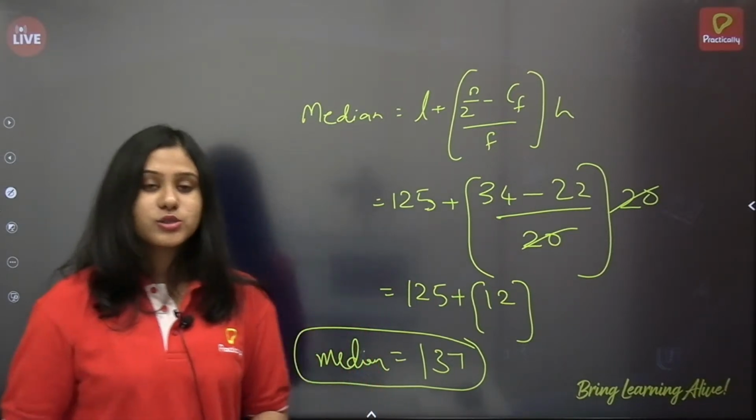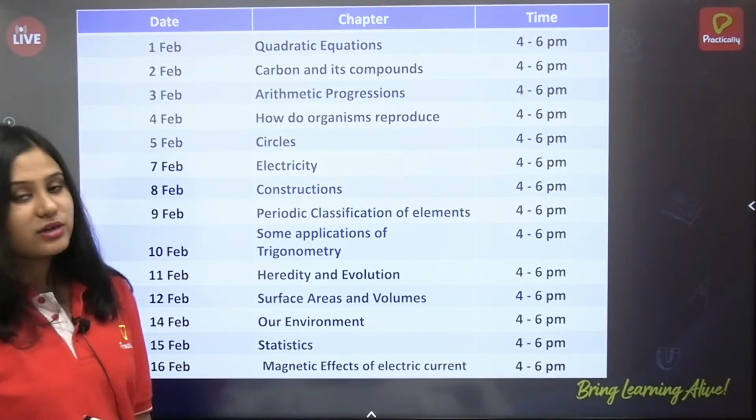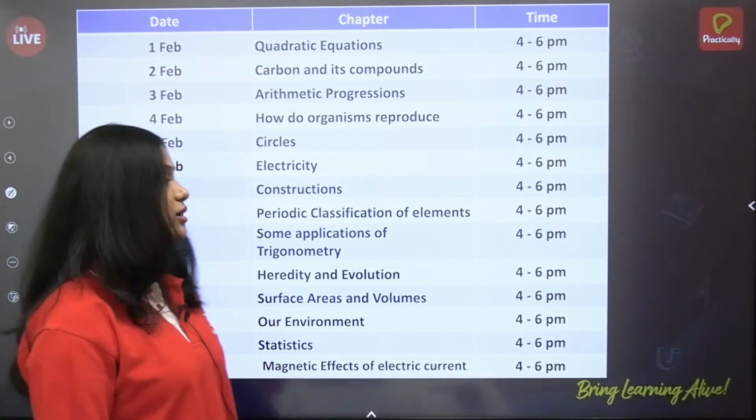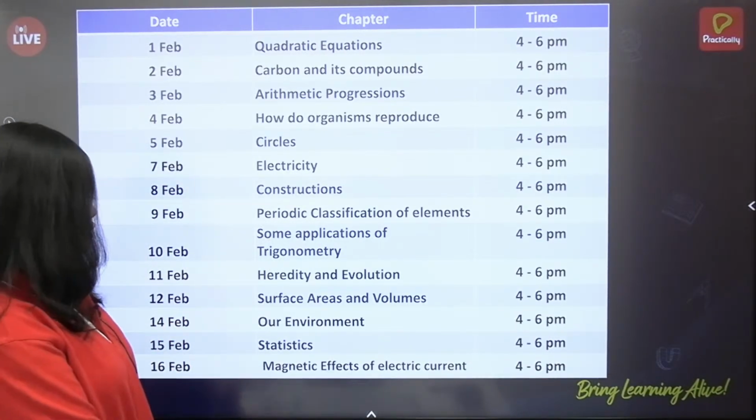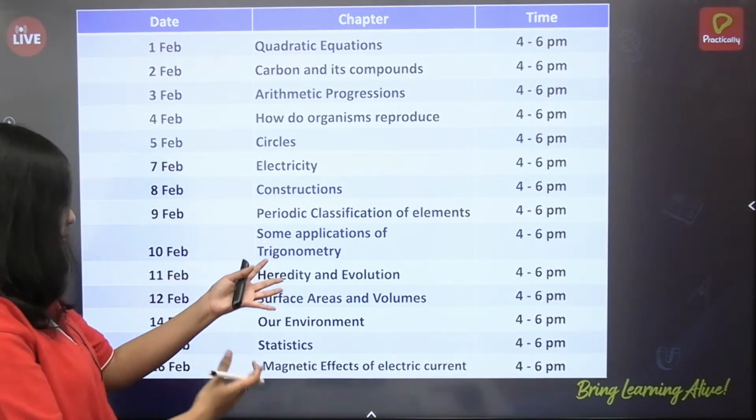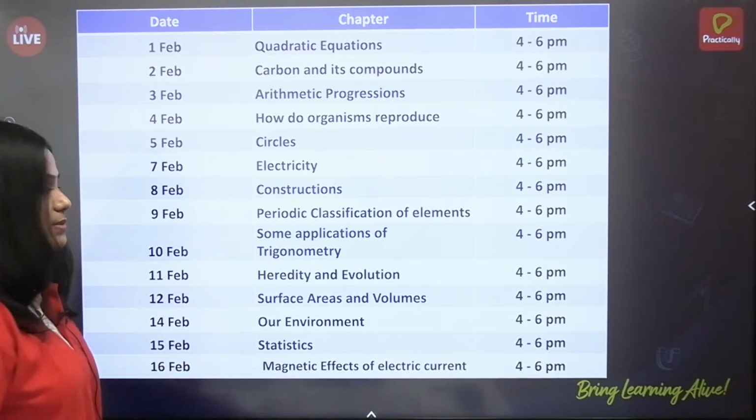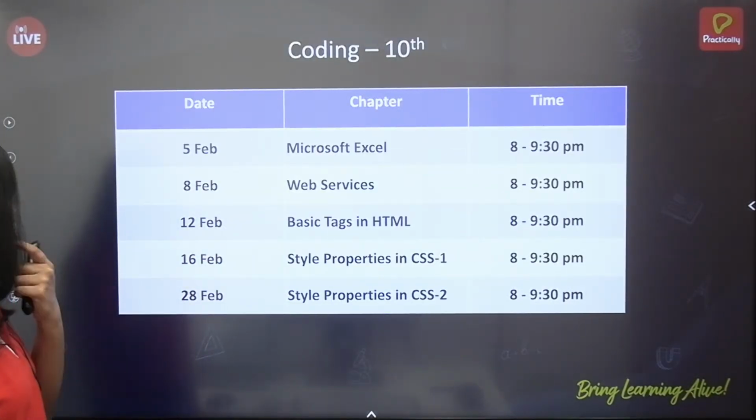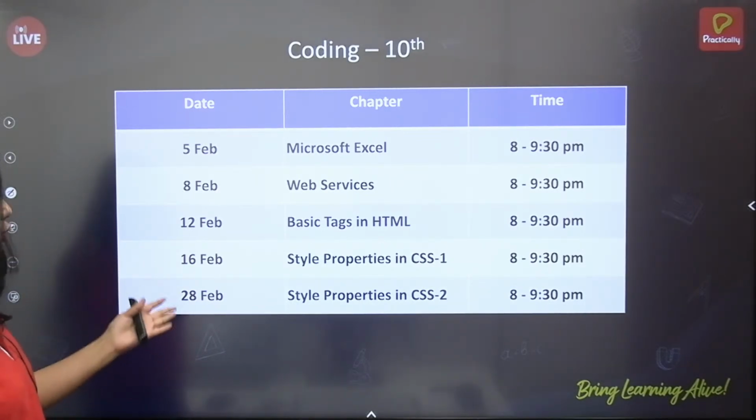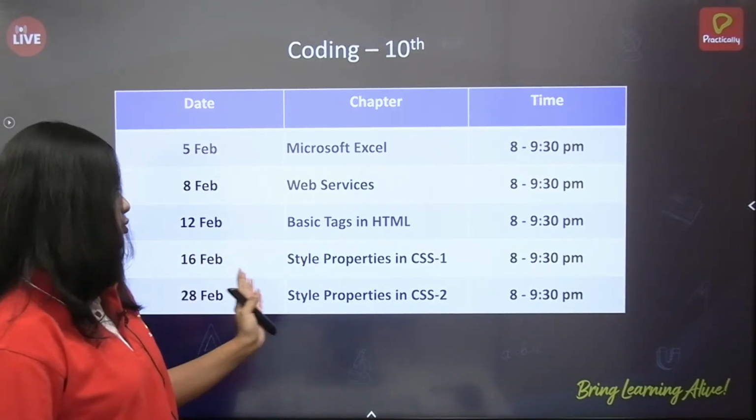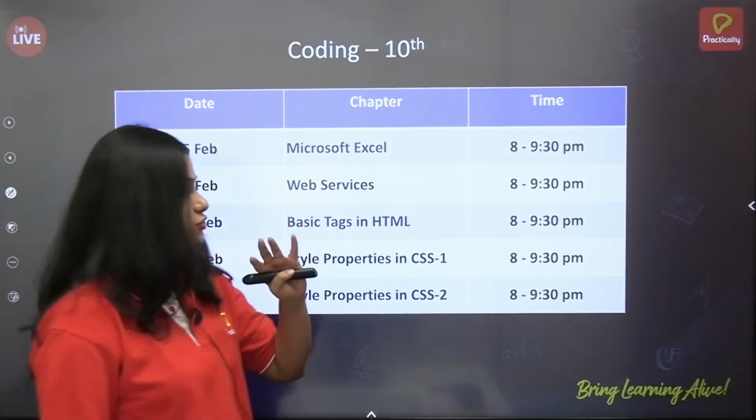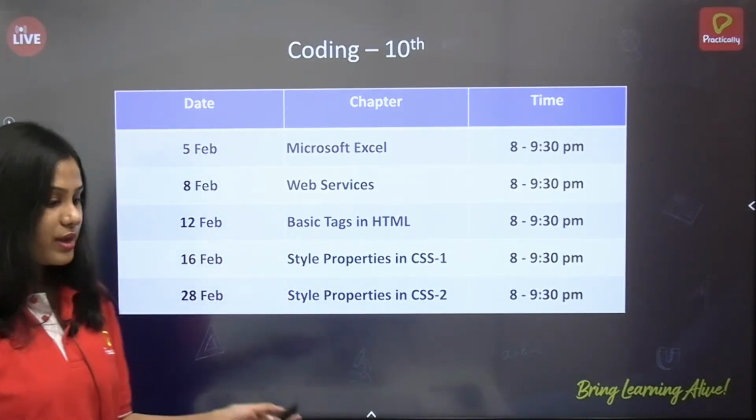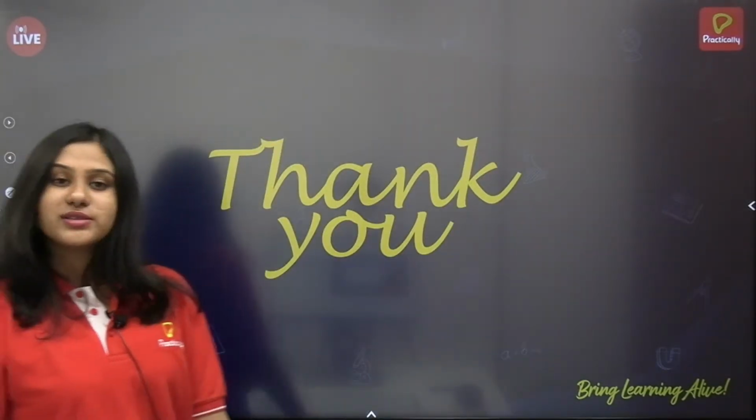Alright. So I hope the concepts of today's class are clear to everyone. Once again, I'm just going through the schedule. There is no need to look at the above. We have just one class tomorrow, that is magnetic effects of electric current, okay? And for coding, we are left with two more classes, style properties in CSS1 and CSS2, and the time slot is from 8 to 9:30 p.m. Okay. So this is it for today's session.